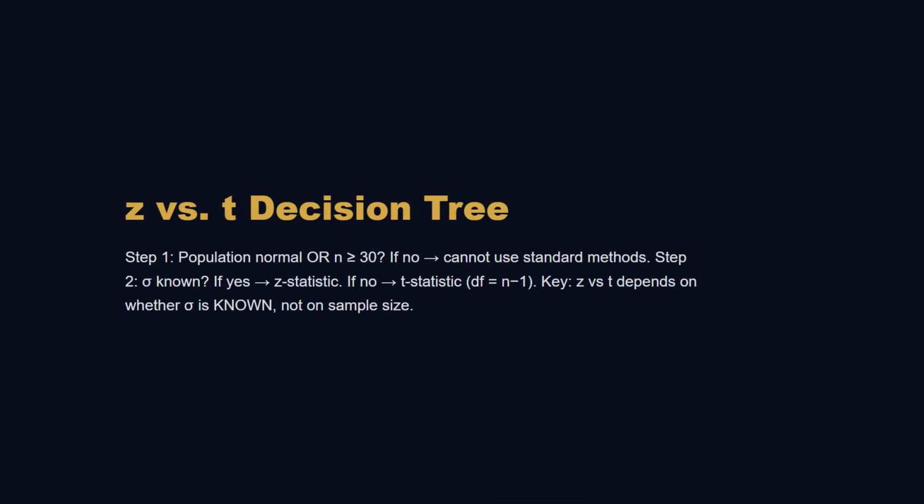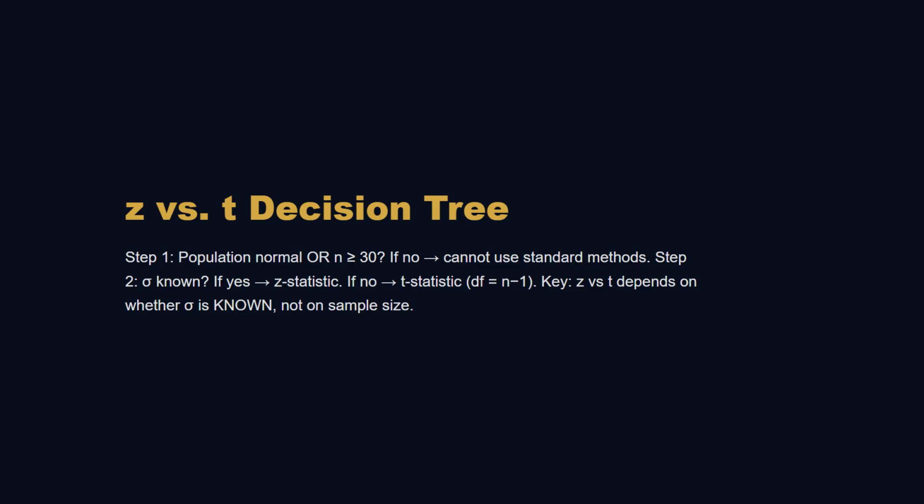Here is the decision tree the CFA exam expects you to follow. First question. Is the population normally distributed, or is n greater than or equal to 30? If neither is true, you cannot construct a reliable confidence interval with standard methods. If yes, second question. Is the population variance known? If sigma is known and the population is normal or n is large, use the z statistic. The confidence interval is x bar plus or minus z alpha over 2 times sigma over root n.